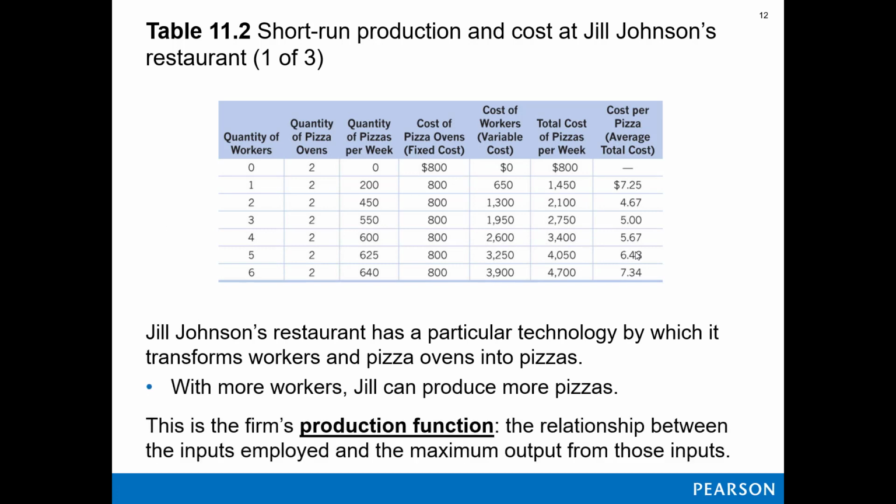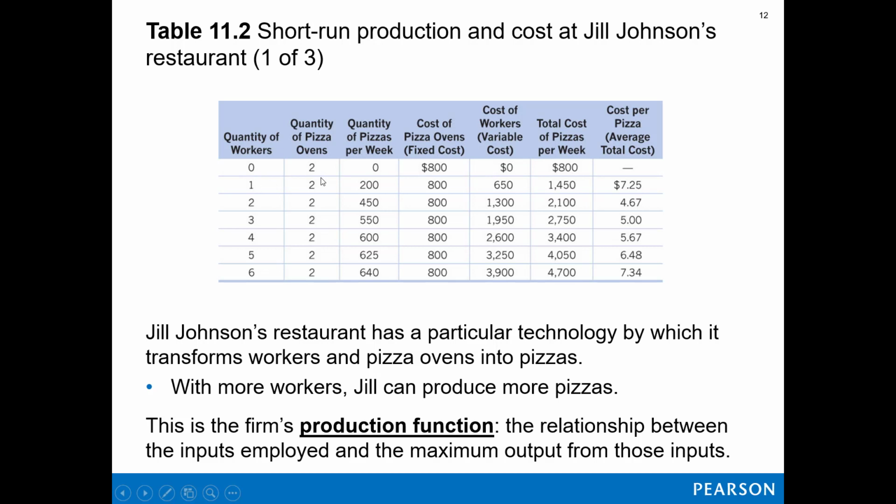Jill Johnson's restaurant has a particular technology by which it transforms workers and pizza ovens into pizzas. With more workers, Jill can produce more pizzas. This is the firm's production function, the relationship between the inputs employed and the maximum output. So at 0 workers and 2 pizza ovens, she produces 0, and the fixed cost is $800 because the ovens are still there.